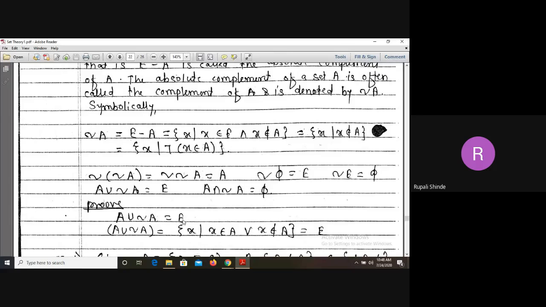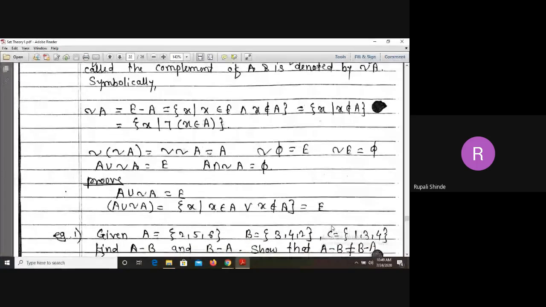So how have we proven this? A union negation of A means what? For any element X, X belongs to A or X does not belong to A. Those elements which are in A and those which are not in A, so that will give you the universal set, because the universal set E will include all the elements in the universe. That's why this is equivalent to E.